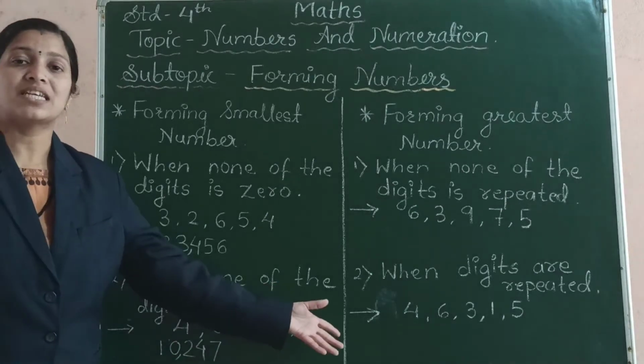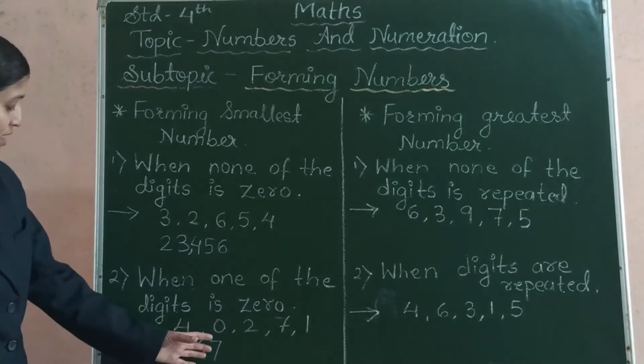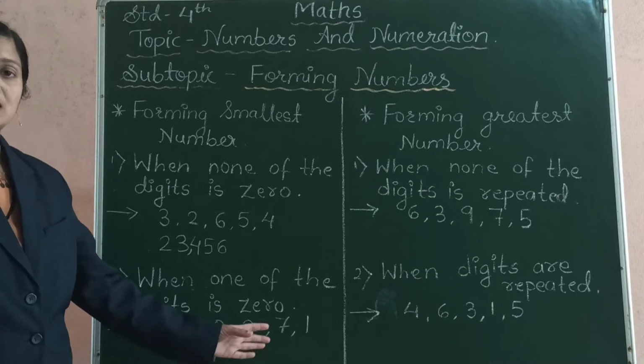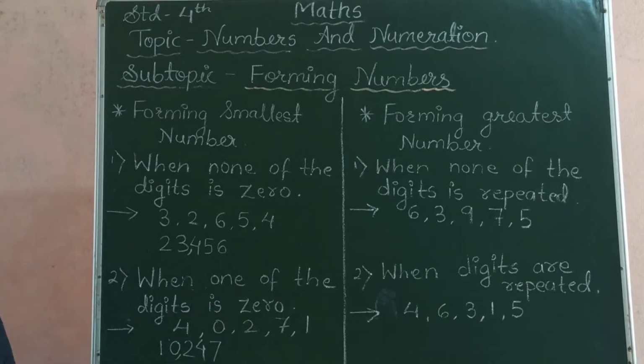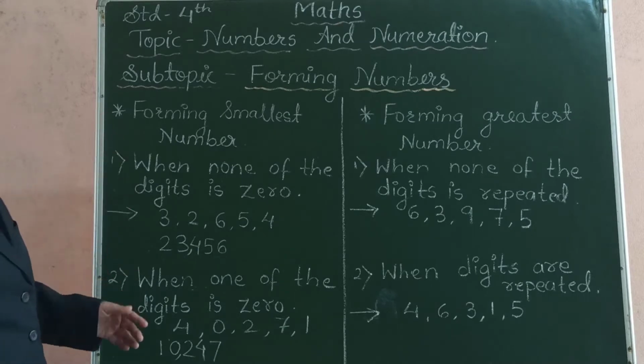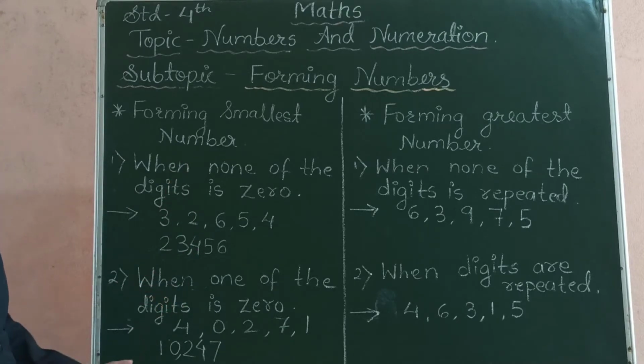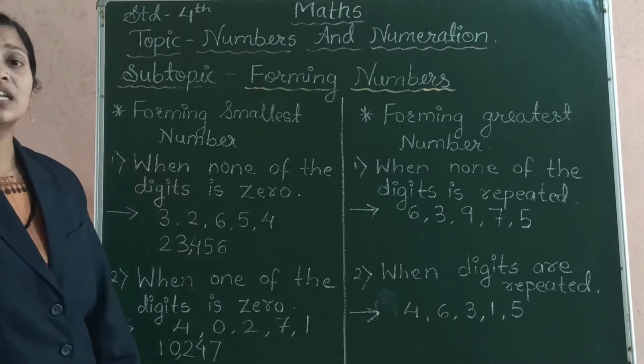Similarly, if 6 digits are given to you, you have to just arrange the digits in the ascending order to form the 6 digit number. Okay, so this was about the forming of smallest numbers with the help of the given digits.